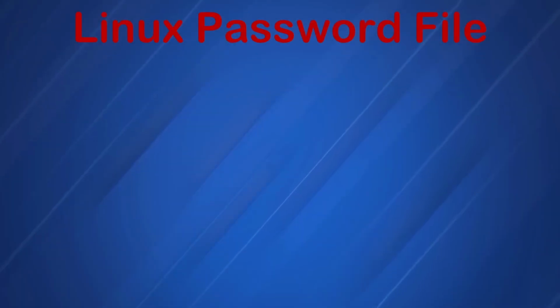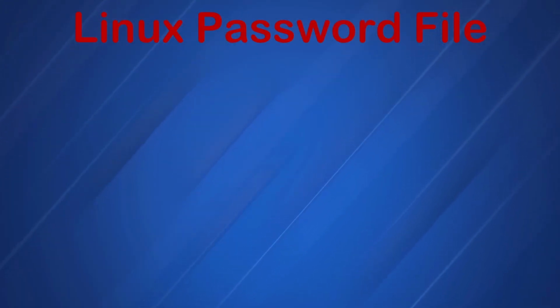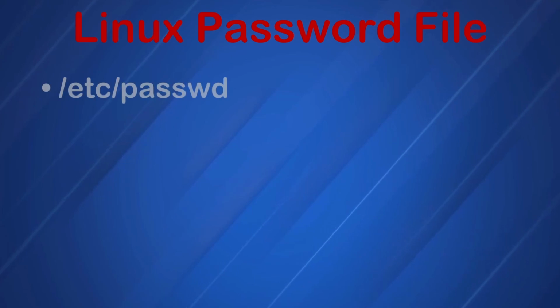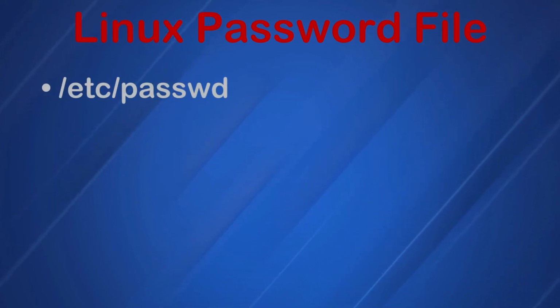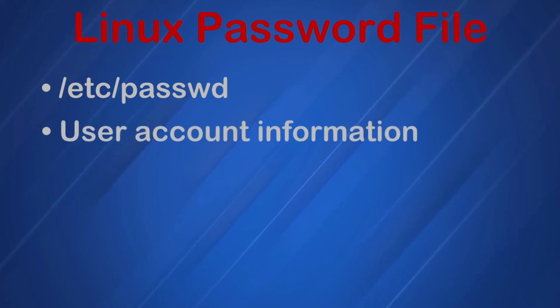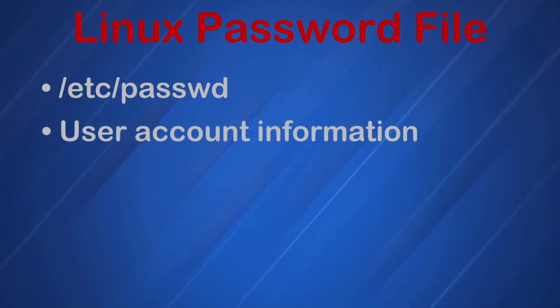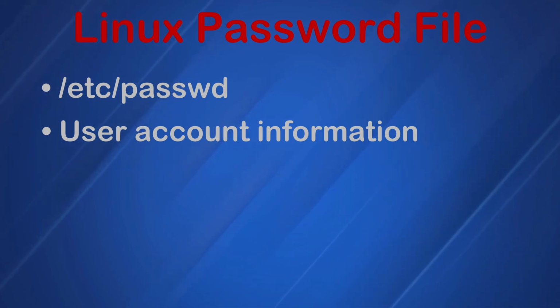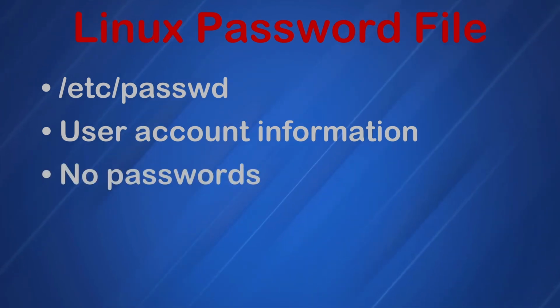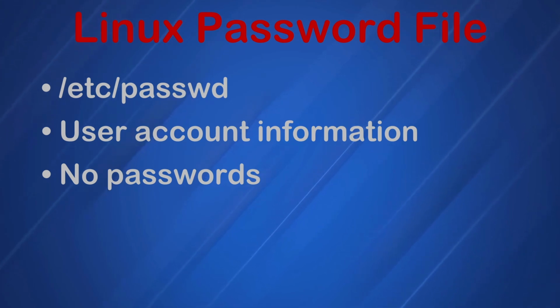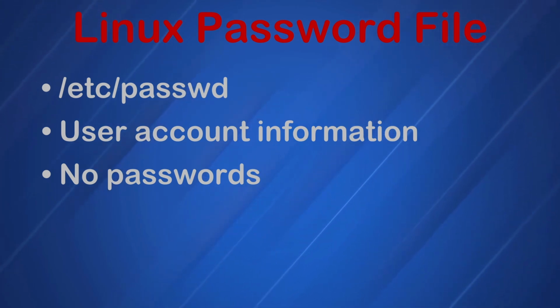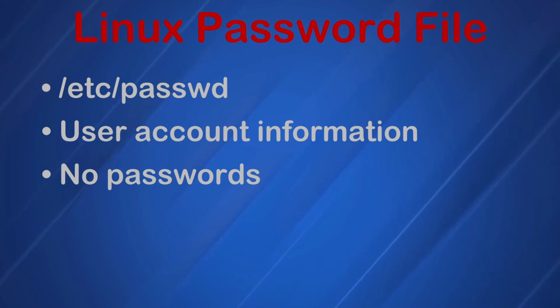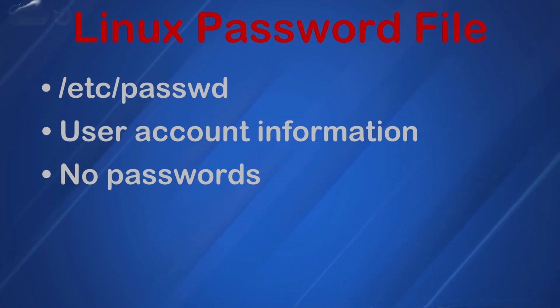The first file is the passwd file. The password file is named passwd and it's stored in the etc directory. This file contains the user account information for your system. This is where your users are defined, but don't let the file name confuse you. This file doesn't contain any password information, only user account information. Passwords are stored in another file that we'll look at in a bit.